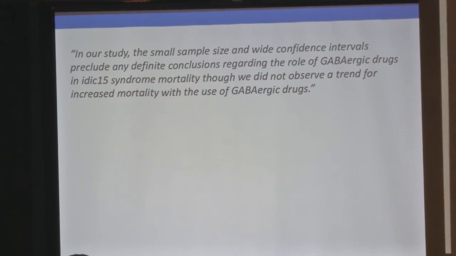And an important comment that the authors made in that paper was that the small sample size and the wide confidence intervals preclude any definite conclusions regarding the role of GABAergic drugs. So some of the individuals who had died were taking medications that were GABAergic, like clobazam, but there was no way to statistically analyze whether that association was significant. But they did say they didn't observe a trend for increased mortality with the use of these medications.